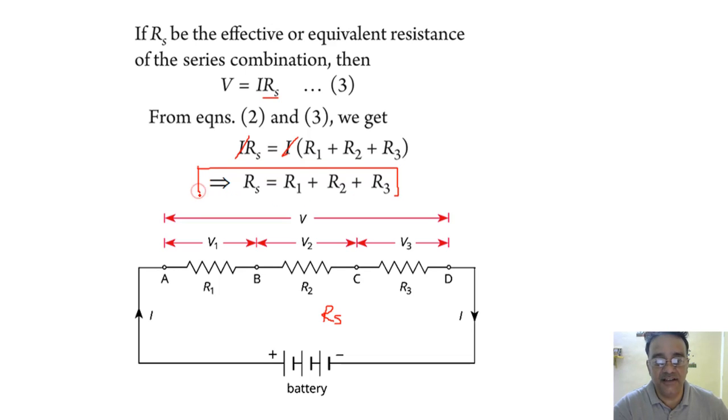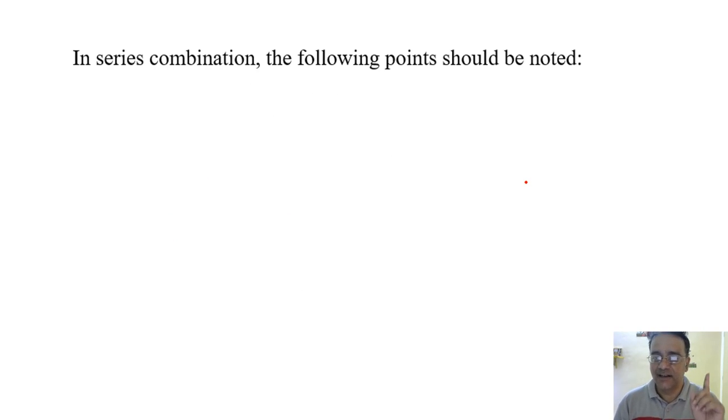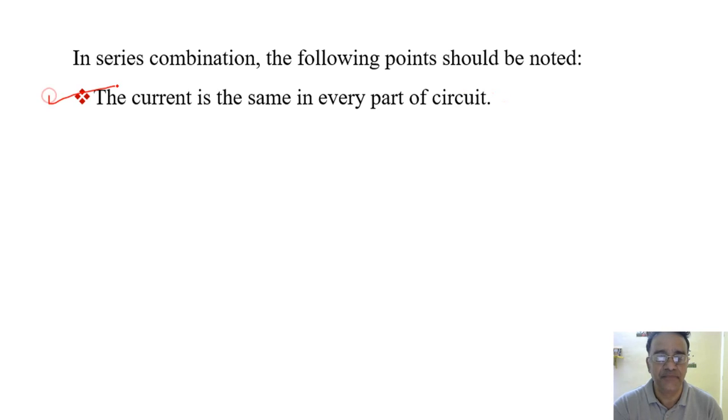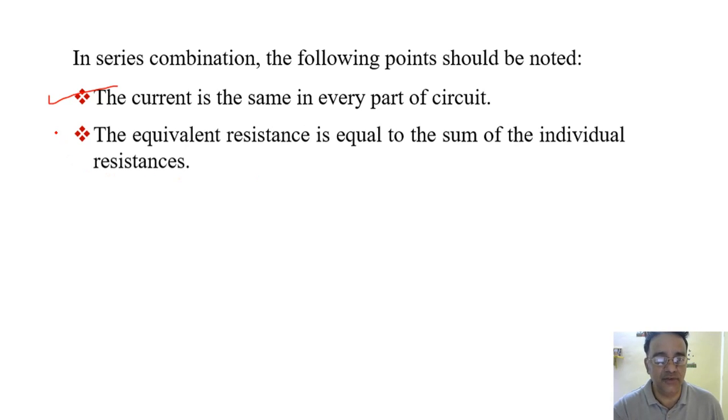If two resistances are connected in series, R1 plus R2. If four resistances are connected in series, R1 plus R2 plus R3 plus R4. So this rule is applicable for two or more resistances. Now have a look at the series combination. You have to keep in mind some very important points. Number one, the current is the same in every part of the circuit if all are connected in series. And the second point is that the equivalent resistance is equal to the sum of all the individual resistances.